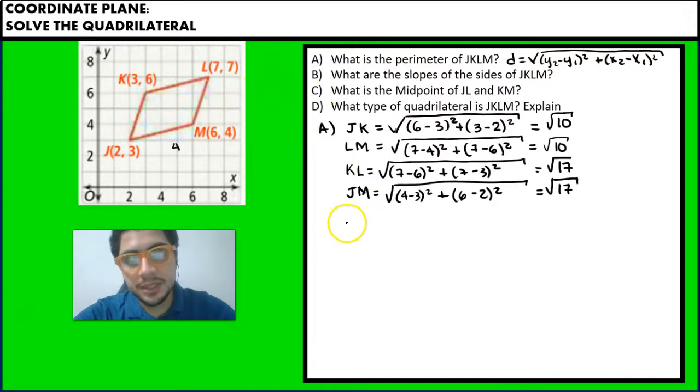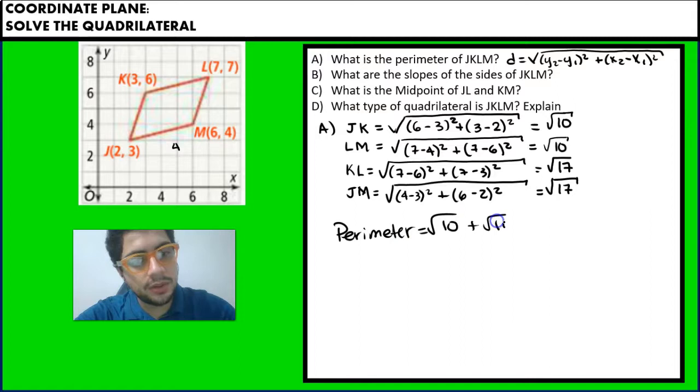Now guys, we have to remember the initial question, which was finding the perimeter. Now the perimeter is going to be equal to the sum of all the sides. So it's going to be square root of 10 plus square root of 10 plus square root of 17 plus square root of 17.